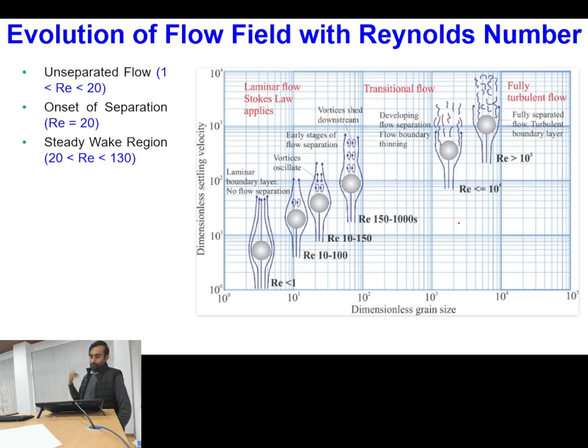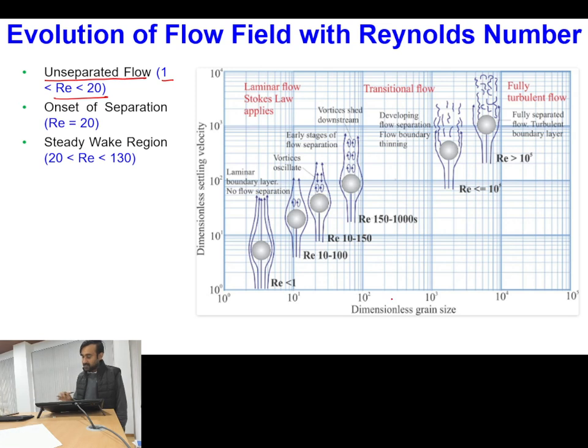So whenever the flow evolves over a spherical body, it can be categorized into 6 different regimes depending upon the values of the Reynolds number. First is called unseparated flow. When the Reynolds number of the flow is from 1 to 20, it is called unseparated flow. So the corresponding depiction you can see over here.